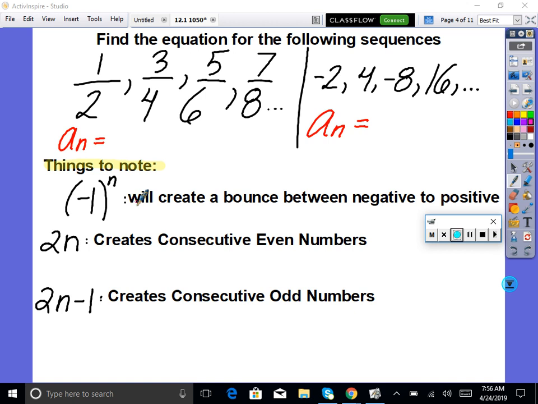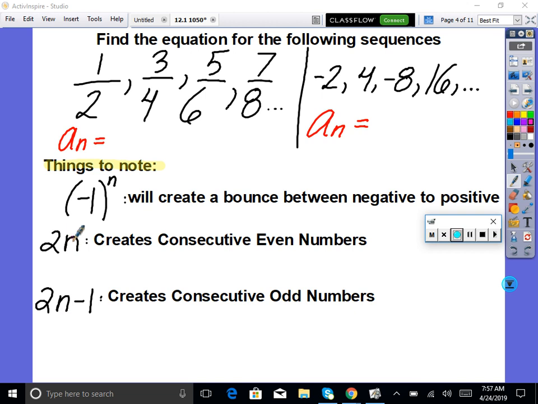Now another thing to note, just for kicks and giggles, is 2n would create consecutive even numbers. Now consecutive means one directly after another. So skipping all the odds and going in order, that would be 2, 4, 6, 8. 2n would create that. And then 2n minus 1 creates consecutive odd numbers in a row. Consecutive means exactly in a row. So then our first odd number is 1. So then 1, 3, 5, 7. So think about why that would be.